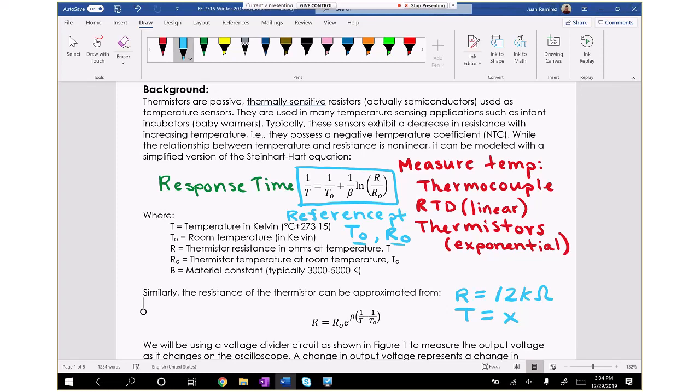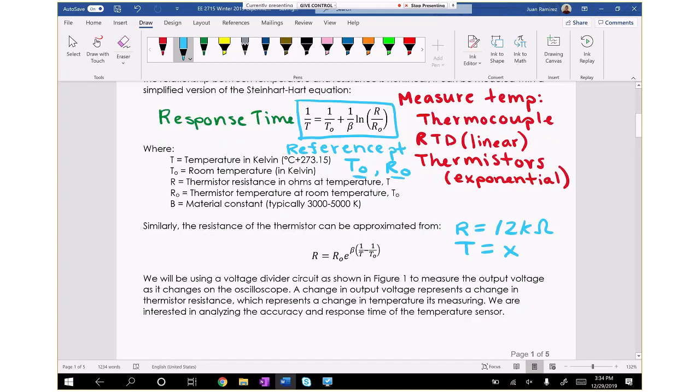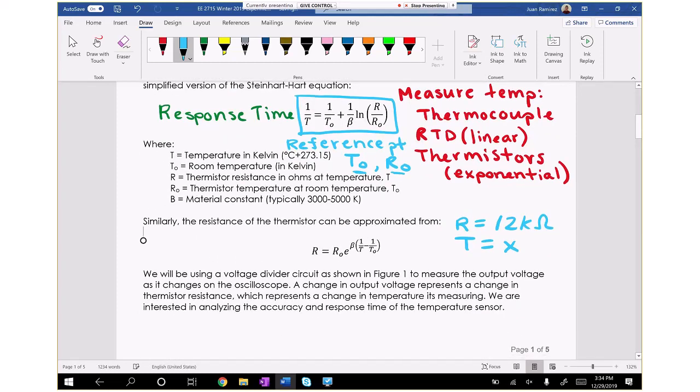and the beta value. So if we come down a little bit, we have converted that original formula into a formula here that shows what the resistance is equal to when it is in the presence of a certain temperature. Okay, so you can use either of the formulas.